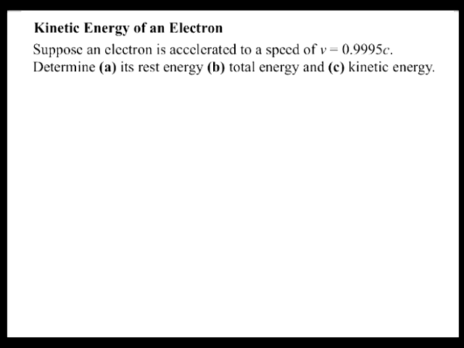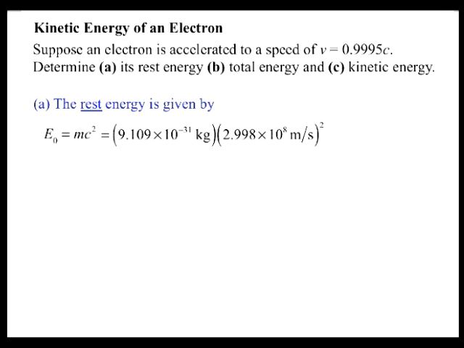Let's do a simple example. Suppose an electron is accelerated to a speed of 0.9995 c. Determine A, its rest energy, B, total energy, and C, kinetic energy. The rest energy is given by E0 equals mc squared. Plugging in the values for the speed of light and the mass of an electron, we have E0 equals 8.187 times 10 to the negative 14 joules.